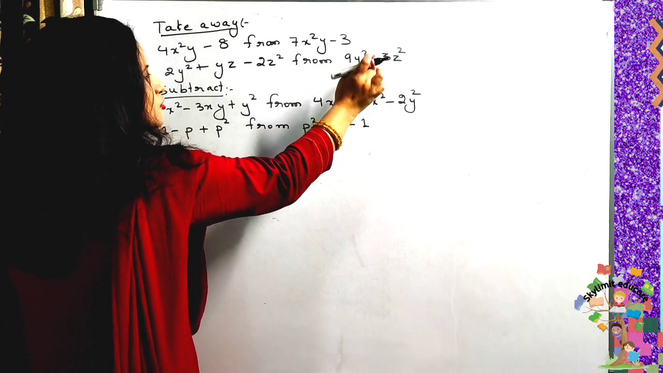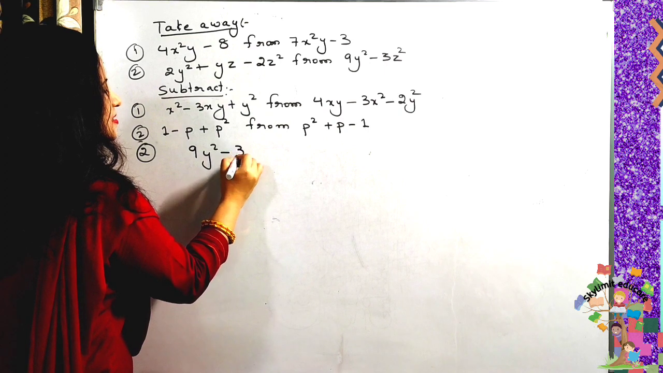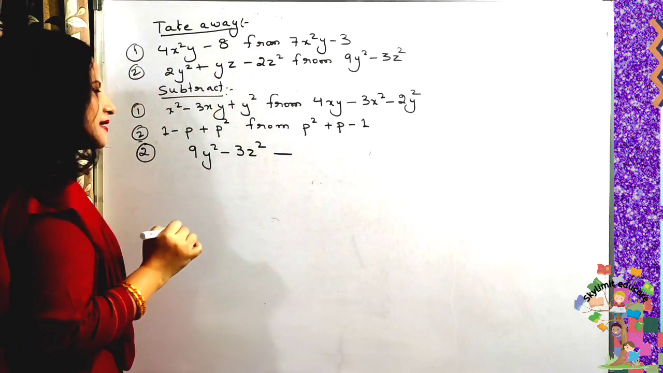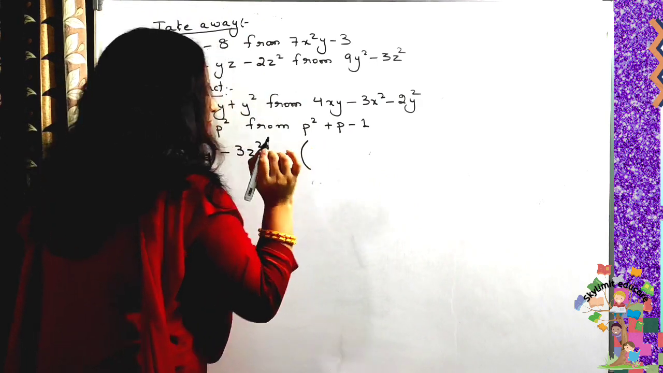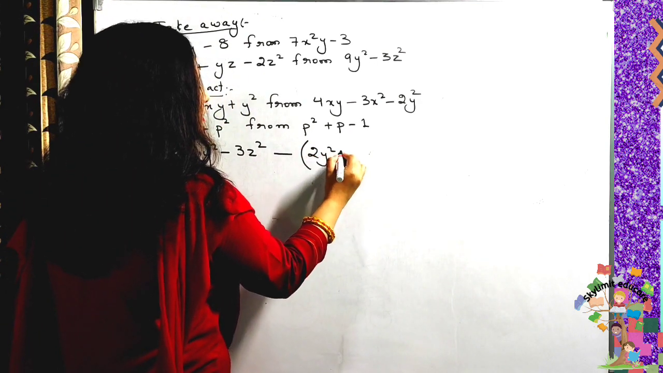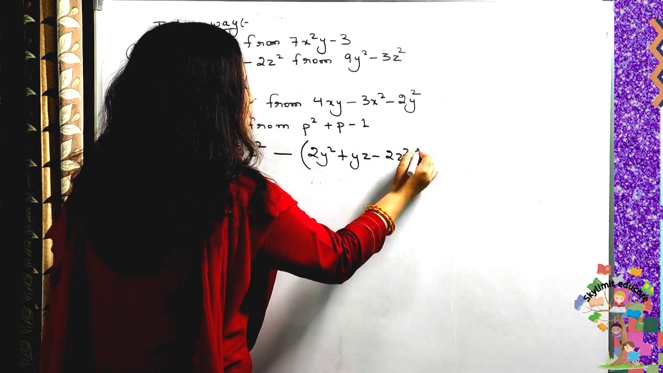Now the next question. From this, after the word from, I will write down 9y square minus 3z square. And now before writing the subtrahend, I will give a minus sign. Then I will put a bracket. So now you can see here 2y square plus yz minus 2z square.